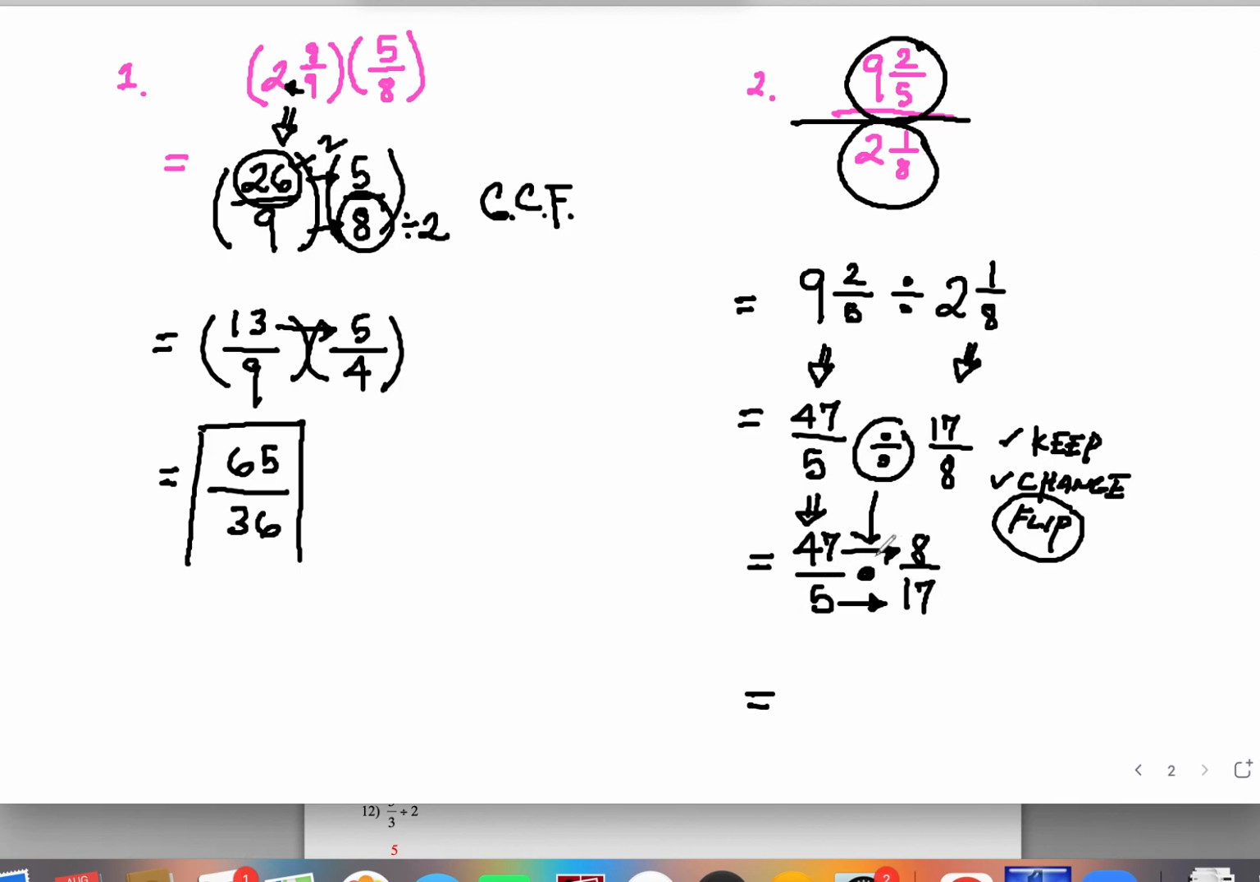Just go across. So you have to do 47 times 8. That's 8, 16, 24, 32, 40, plus 336 is 376. And then 5 times 17 is 50 plus 35 is 85. And then this is your final answer. You could leave it like this.